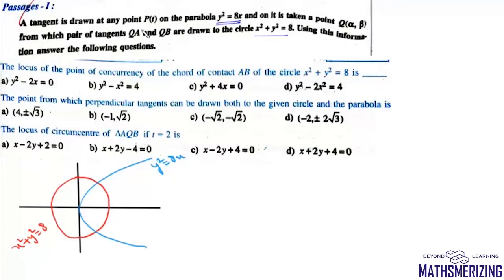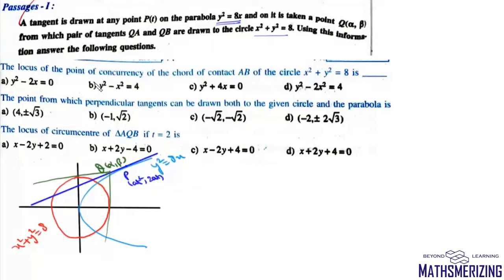Now it says a tangent is drawn at any point on this parabola. So let us take any point on this parabola. Suppose this is point P, which is (at², 2at), and then from a point Q on this tangent, so we'll have to consider a point Q on this tangent, say Q, which is (alpha, beta). Now from this point, a pair of tangents is drawn to this circle.